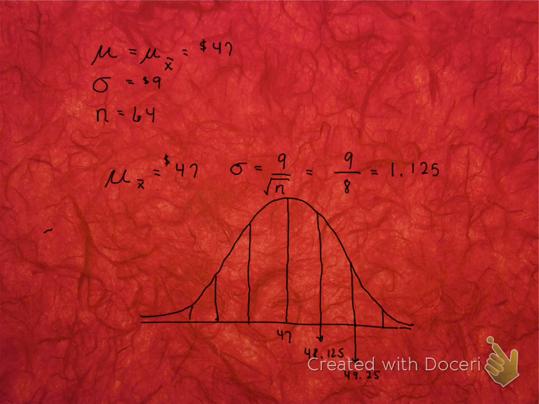49.25, etc. Then we would subtract the standard deviation from 47, and this value right here would be 45.875. And then subtract 1.125 from that to get the next value, etc. Okay? So that's just what it would look like. That is what it would look like with your sample mean.